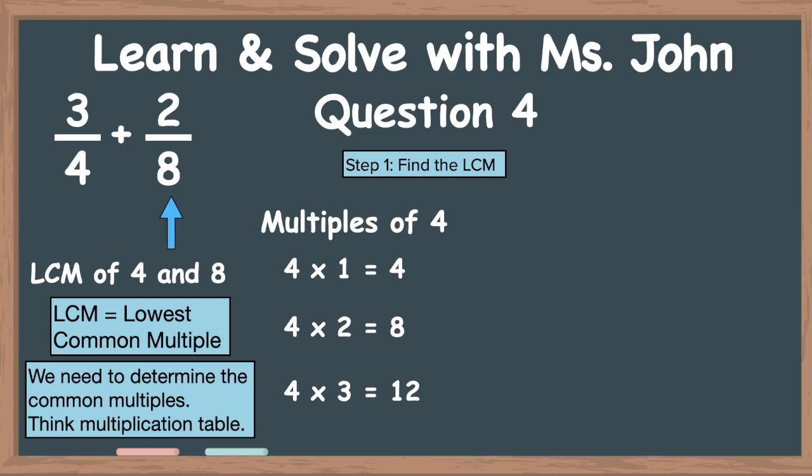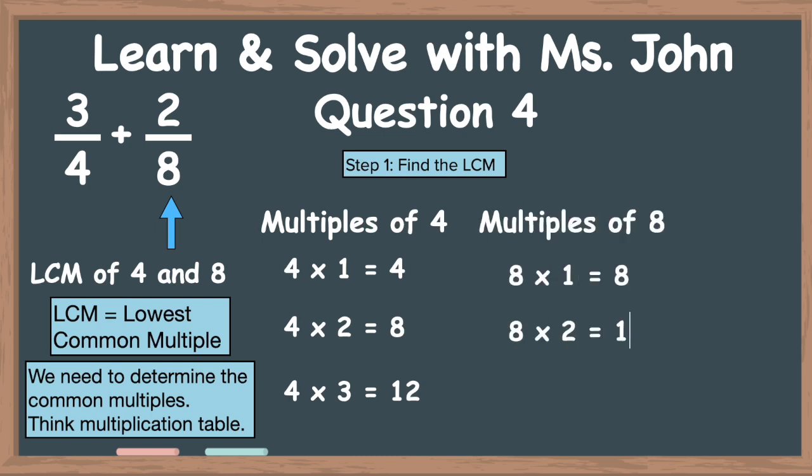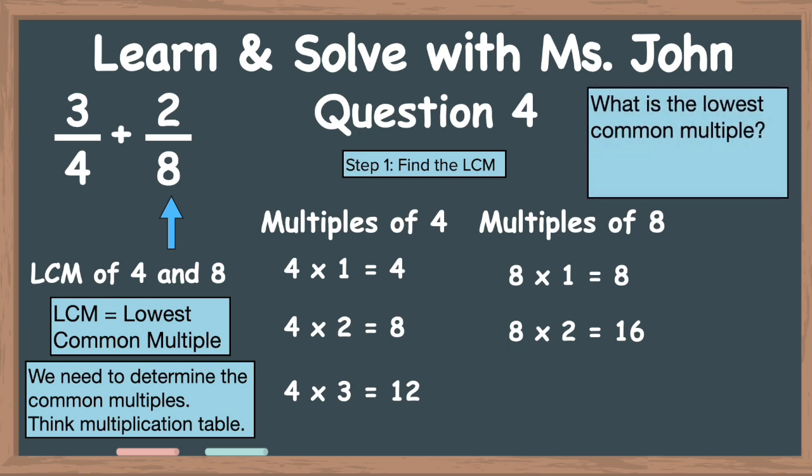Now we're going to find the multiples of 8. 8 times 1 equals 8. 8 times 2 equals 16. We're just going to stop there. So we're going to determine the lowest common multiple. Based on these answers, they have the multiple 8 in common. So the answer is 8.